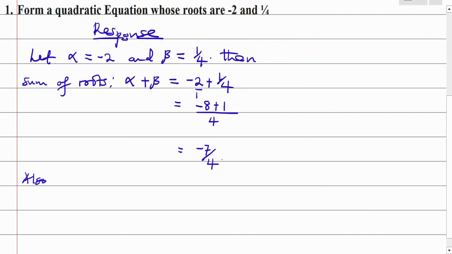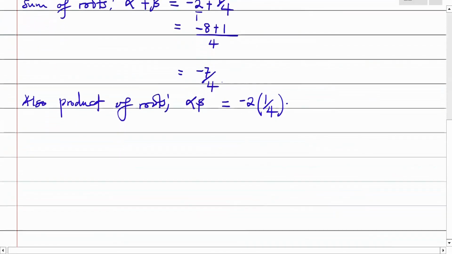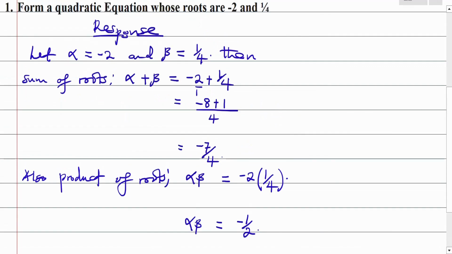Also, let's find the product of roots. The product of roots is given by alpha multiplied by beta, which gives us -2, the value of alpha, multiplied by the value of beta, which is a quarter. As we simplify this, we get our product, alpha beta, being equal to -1/2.